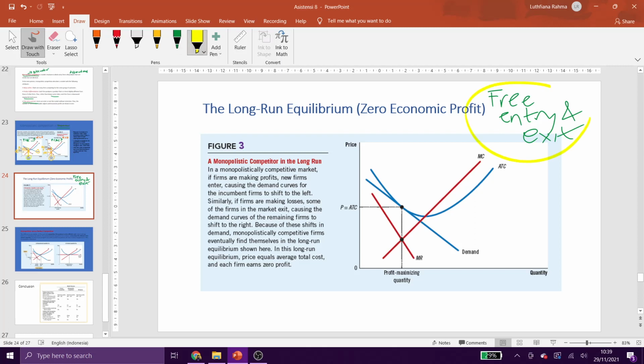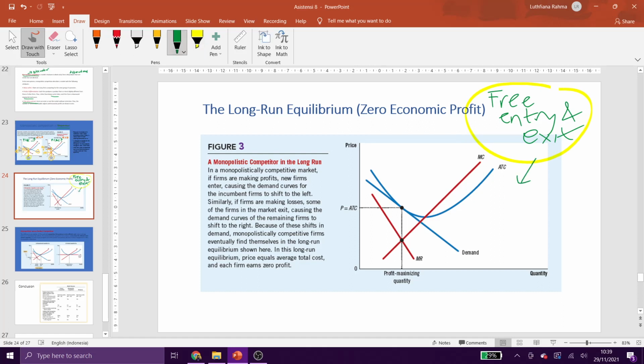So basically, this characteristic means that if the firm's profit is more than zero, new firms will enter, or there will be entry in the market. It means that later the profit will decrease as the entry gets larger. And if the profit is below zero, the firms inside the market will exit because they lose. As they exit, the price will increase and later the profit will go to zero.